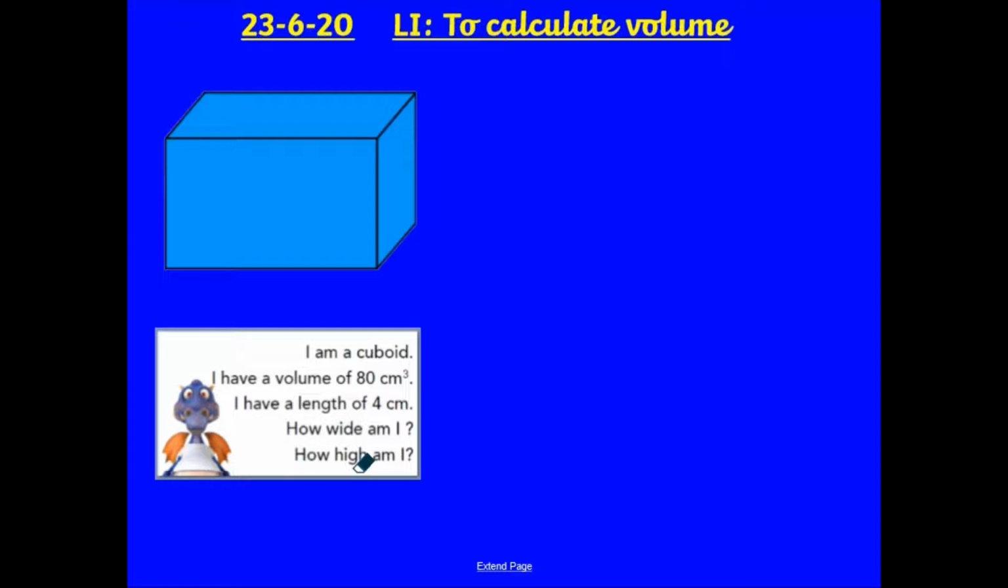Now, you may get another question like this in your work today. Again, I'm a cuboid. I have a volume of 80 centimetres cubed. How wide am I? How high am I, if you know that the length is 4 centimetres? So if I know that this is 4 centimetres across, I need to work out what this and this could be. Basically, I've just got to find the numbers that, when multiplied, equal 80. So the volume is equal to length times width times height. In this case, I know the volume is 80, and I know that the length is 4, but I don't know the width and the height.